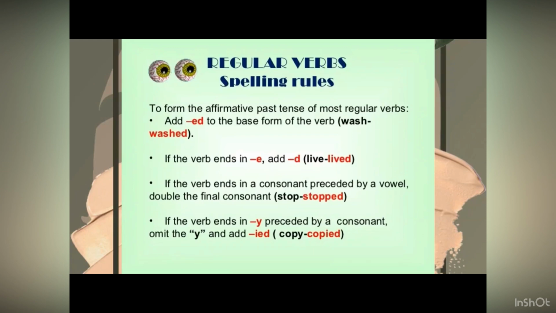To form the affirmative past tense of most regular verbs, we need to add ed to the base form of the verb. So watch changes to watched. If the verb ends in e, you need to add only the d, like live, lived. If the verb ends in a consonant preceded by a vowel, double the final consonant, like in stop, stopped. If the verb ends in y preceded by a consonant, omit the y and add ied, like in copy, copied.